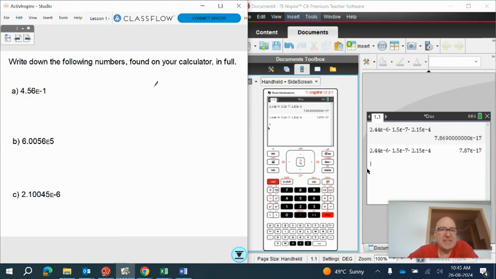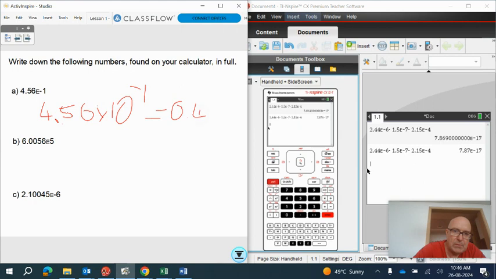So what numbers has the calculator given you here? I'll do the first one for you. This one is 4.56 times 10 to the minus 1. Now, times 10 to the minus 1 means we move the decimal point one place to the left. So this is 0.456. You always have one less zero after the decimal point than the number in the exponent. So because the number in the exponent is minus 1, we'll have 0 zeros after the decimal point.